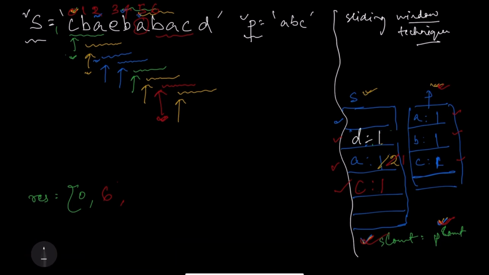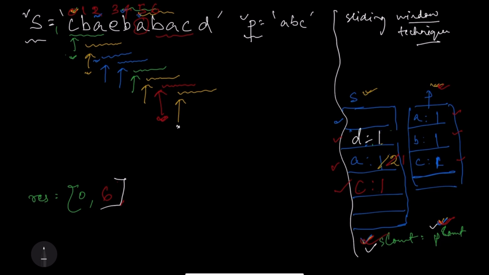Now D would be 1. So I have got D1, A1 and C1, which is not equal, like my S count is not equal to P count. So I will not add this index. So we just have result of 0 and 6.